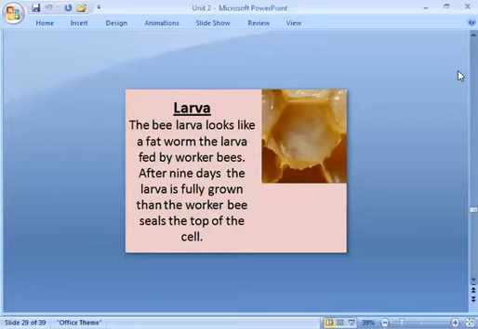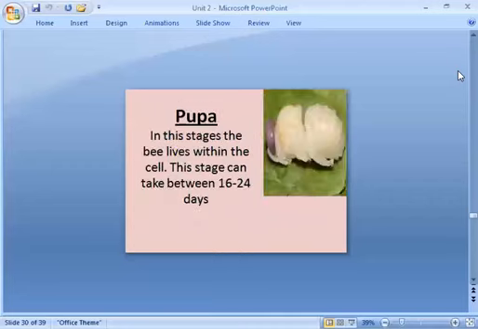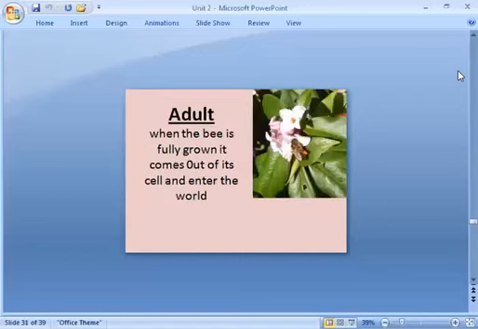The larva is fed by the worker bees. After 9 days, the larva is fully grown. Then the worker bee seals the top of the cell. Pupa. In this stage, the bee lives within the cell. This stage can take between 16 to 24 days. Adult. When the bee is fully grown, it comes out of its cell and enters the world.